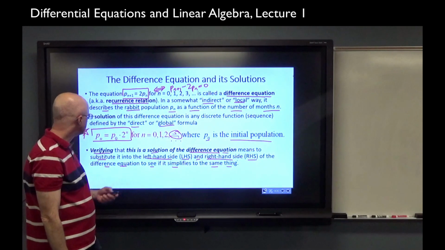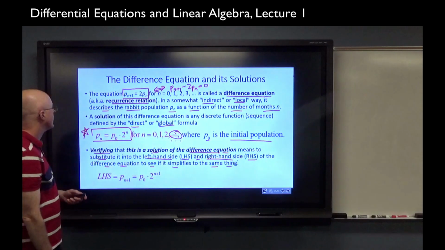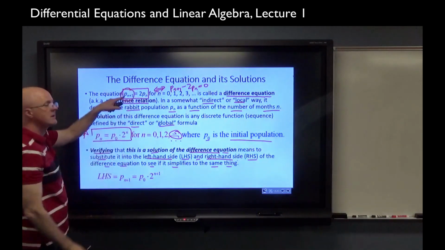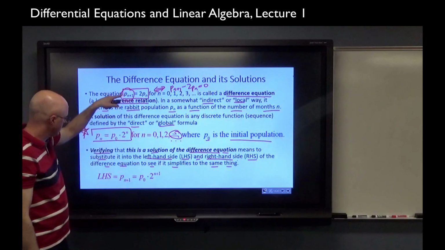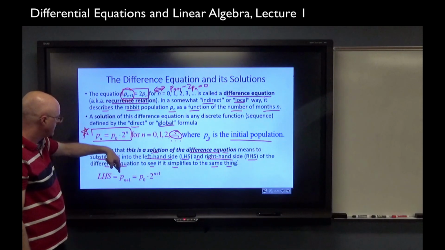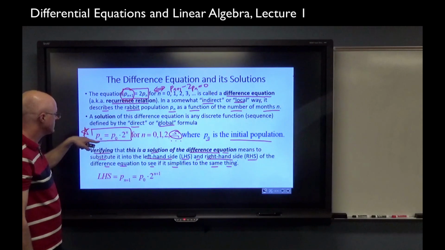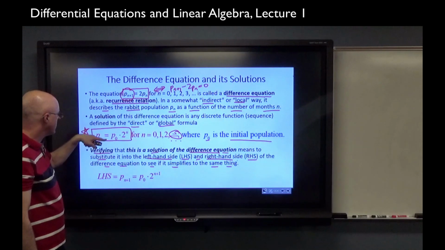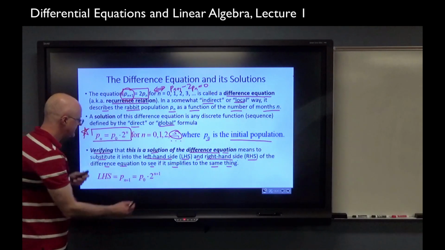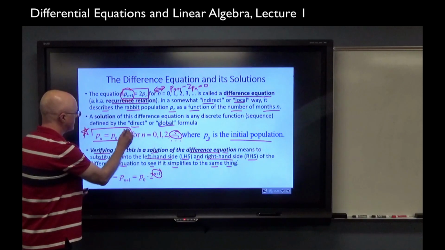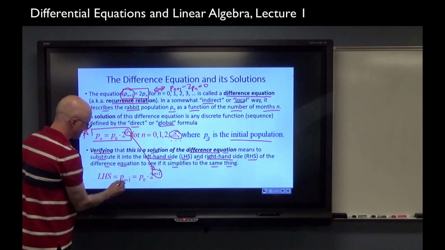So, what does that mean here? The left-hand side is Pn plus 1. This is the difference equation up here. Pn plus 1. What is Pn plus 1 when we use this formula, when we use this proposed solution? Well, just replace the n with n plus 1. That's what I did here. I replaced that n with n plus 1 because there's an n plus 1 there.